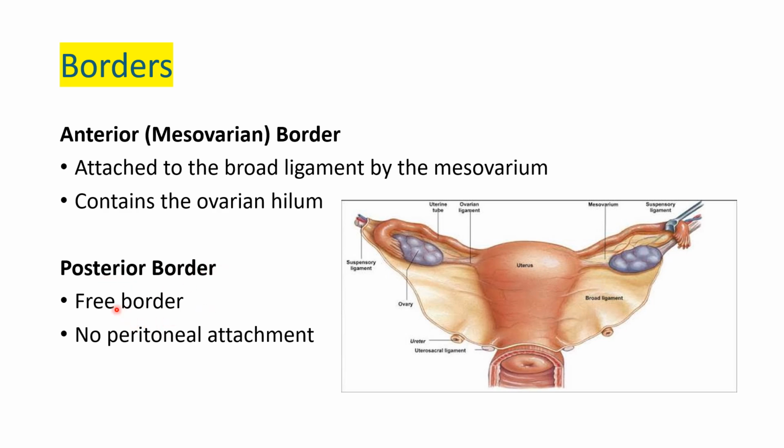The posterior border is a free border with no peritoneal attachment. So there's no peritoneal attachment at the posterior border of the ovary.